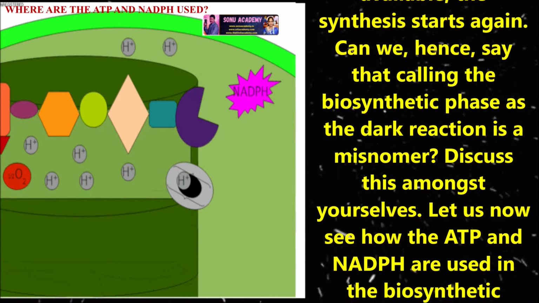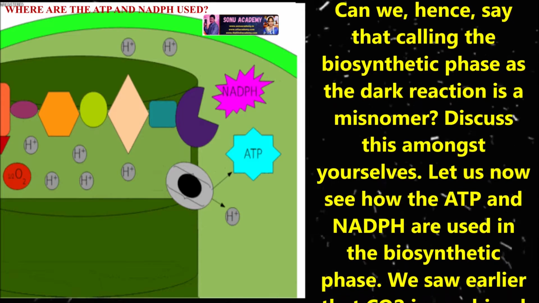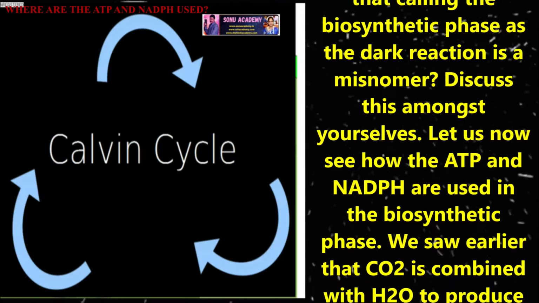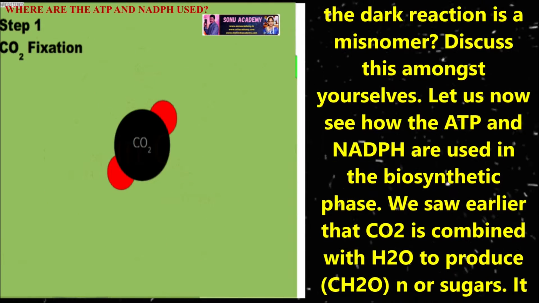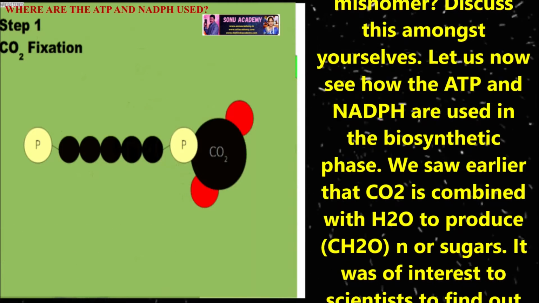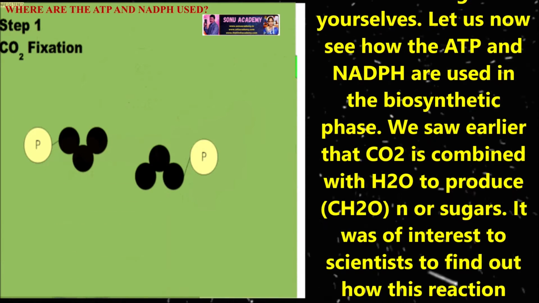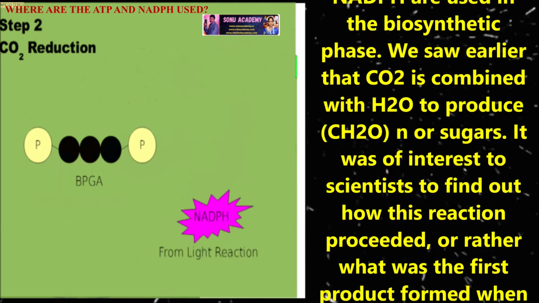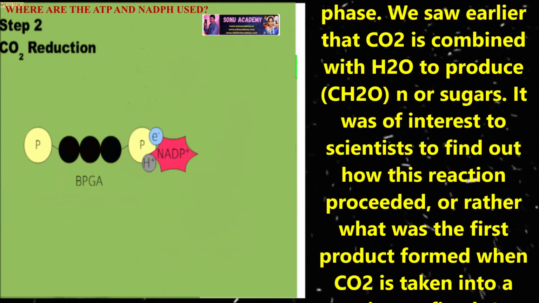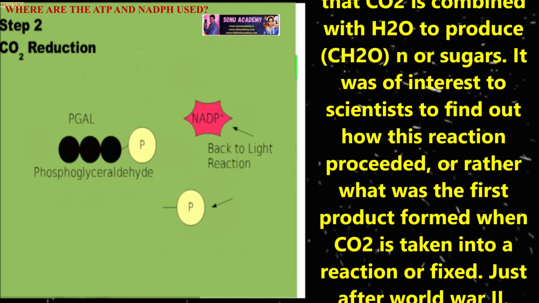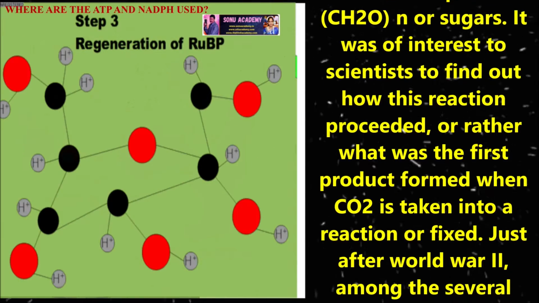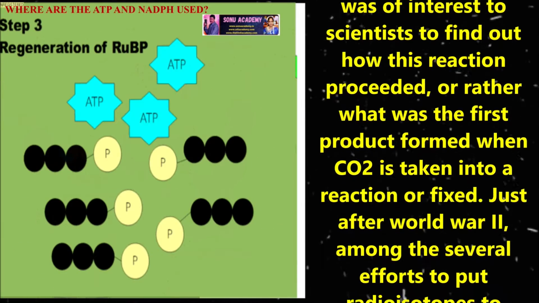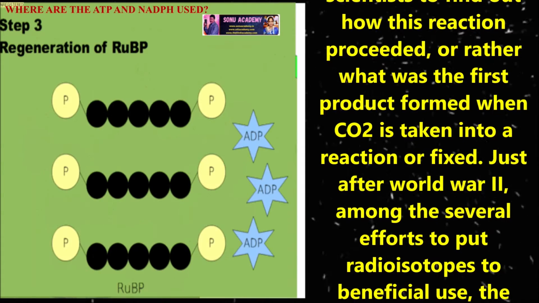Let us now see how the ATP and NADPH are used in the biosynthetic phase. We saw earlier that CO2 is combined with H2O to produce (CH2O)n, or sugar. It was of interest to scientists to find out how this reaction proceeded, or rather what was the first product formed when CO2 is taken into a reaction, or fixed.